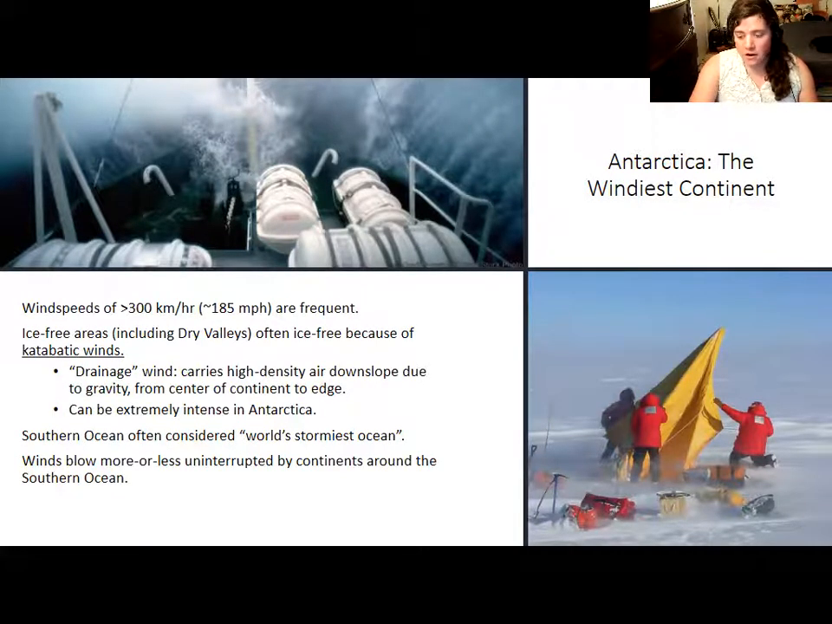And the Southern Ocean is also considered to be the world's stormiest ocean. Wind can blow uninterrupted around the continent, and the Southern Ocean has been a very dangerous place for anybody to go. Most people who went anywhere near the Southern Ocean decided, this is dangerous, I don't want to die. Obviously, some people did decide to venture in, and many people did perish because Antarctica has always been a dangerous place.